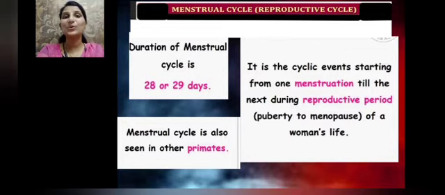And today in this module we are going to learn about the menstrual cycle, or the reproductive cycle, taking place in humans. So the menstrual cycle is the cyclic event starting from one menstruation till the next menstruation during the reproductive period of a woman's life, starting from puberty and ending at menopause. The duration of the menstrual cycle is 28 to 29 days.